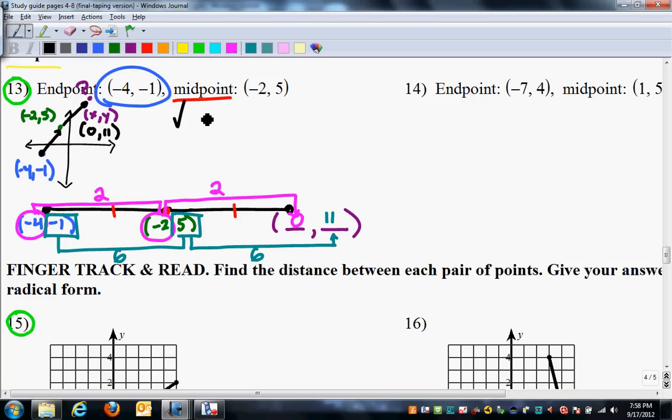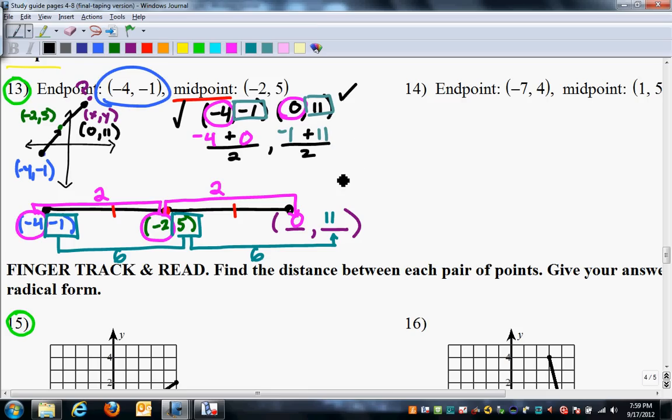Now, here's the check. I take my two endpoints, -4, -1, and my other new endpoint, 0, 11. This is my check. Now, the midpoint formula, the template looks like this. You add, divide by 2. You add, divide by 2. The circle, I'm going to add the x's, -4 plus 0. And let's try -1 and 11. -4 plus 0 is -4 divided by 2 is going to give us our midpoint here, which is -2. -1 plus 11 is 10. This is going to be -4 over 2. This is going to be 10 over 2, which is 5. Check. Notice it checks out.